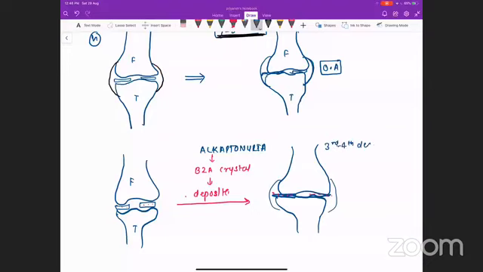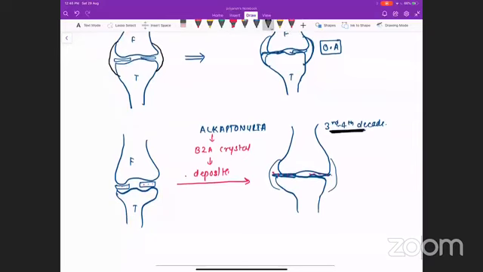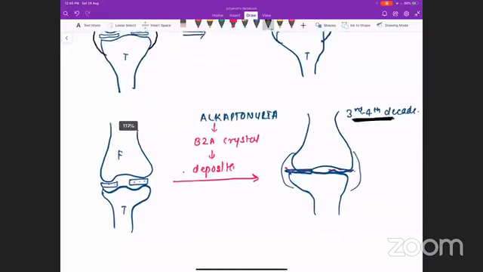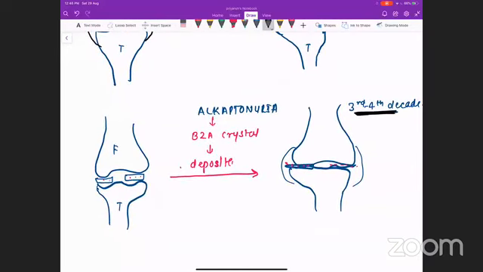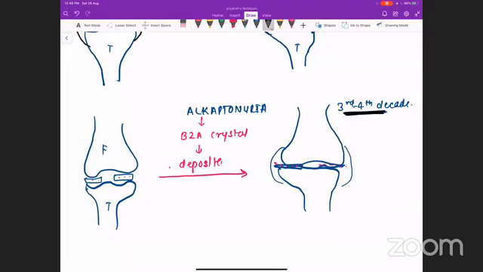So in alkaptonuria, this fellow will come to you in the 3rd decade of life. He will say, Doc, I am unable to get up from the chair in my office. I am unable to run, and I am unable to walk fast. I am unable to run for the train or the metro, or I am having pain in my knee joint throughout the day. That is more troublesome because this is the peak of his career, and he is unable to go to work in the office. So he will come to you with this complaint.